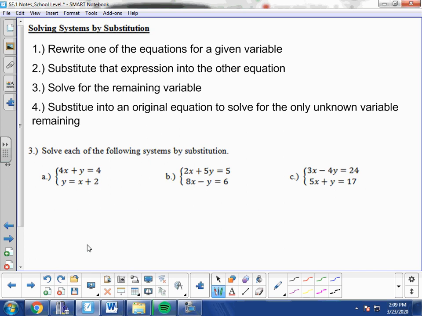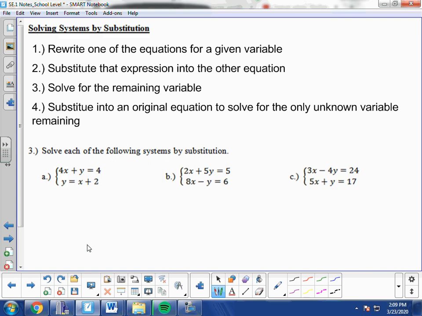The first one is substitution. So if you're a person who likes laid out steps for you, I have the 4 steps, and we're going to go through these 4 steps. You may want to take a moment to pause the video and record those 4 steps. We're going to go through them one by one in each of the 3 problems.